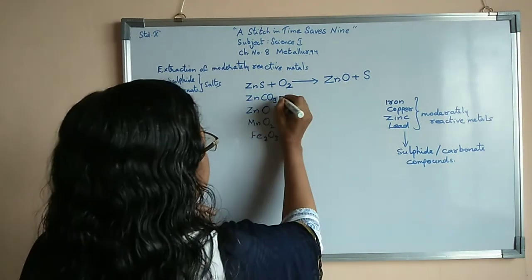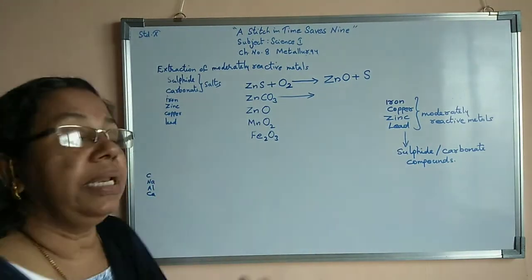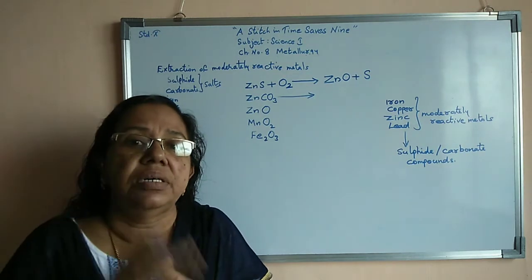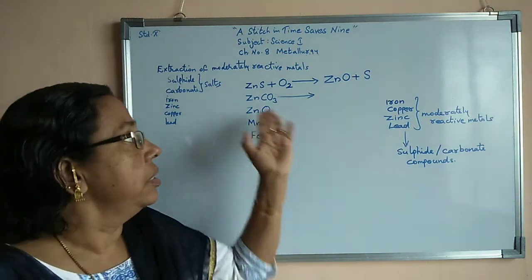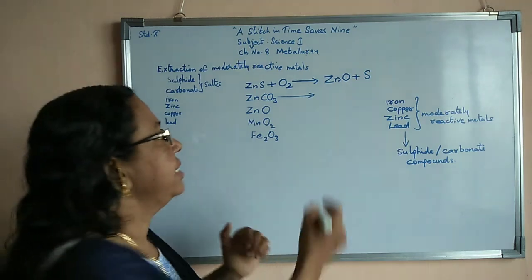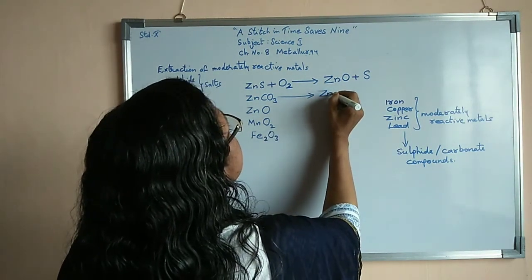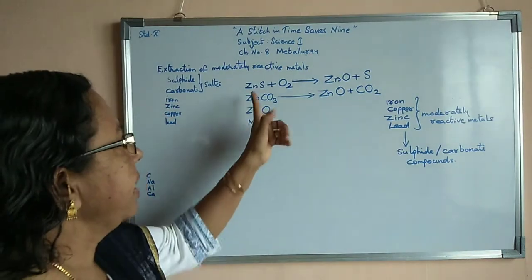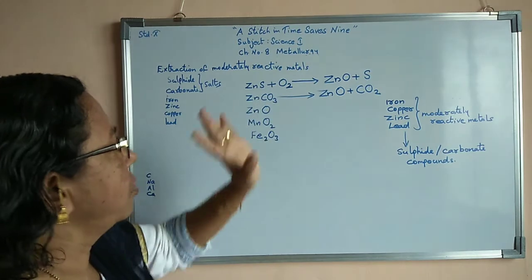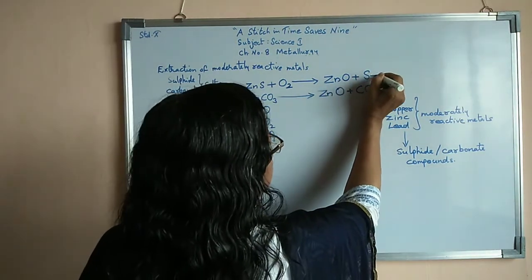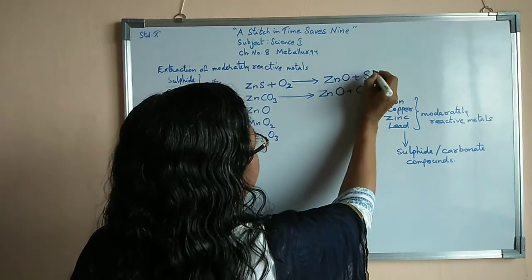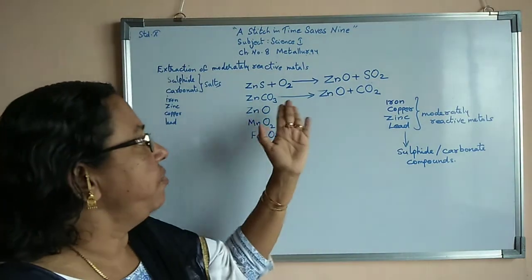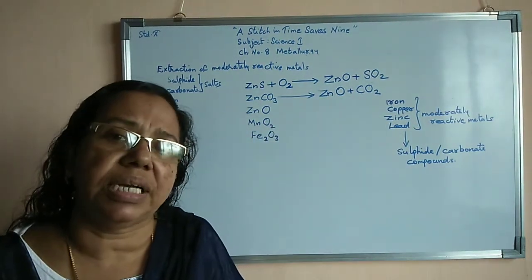Now, when we heat zinc carbonate with a limited supply of oxygen, the mouth of the container should be very narrow. In such a container we put zinc carbonate, then heat it. As a result, we will get zinc oxide as well as carbon dioxide. So when zinc sulfide is heated in excess of oxygen, zinc oxide plus sulfur dioxide will form, not sulfur alone, sulfur dioxide. Zinc carbonate, heated with a limited supply of oxygen, forms zinc oxide plus carbon dioxide.